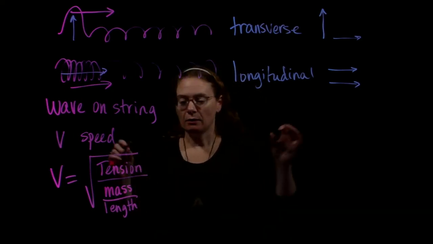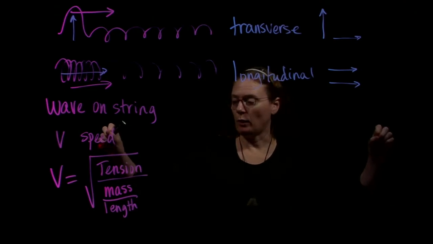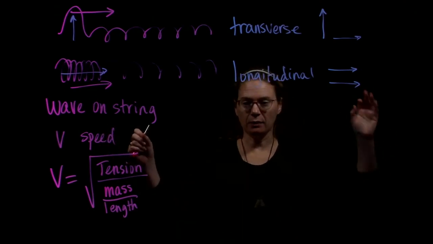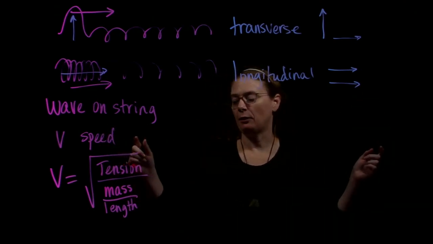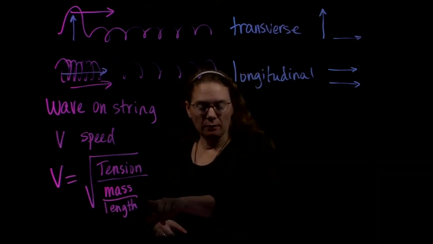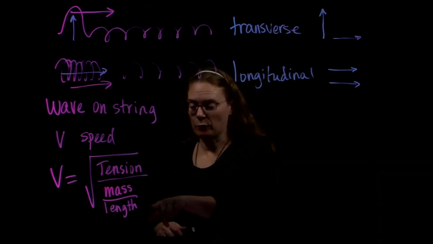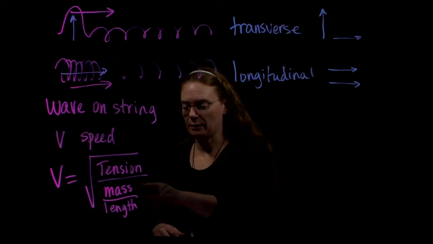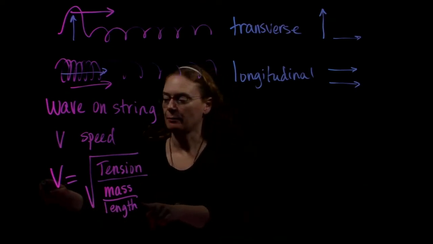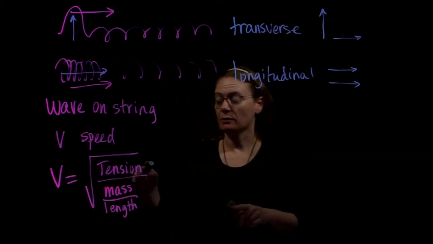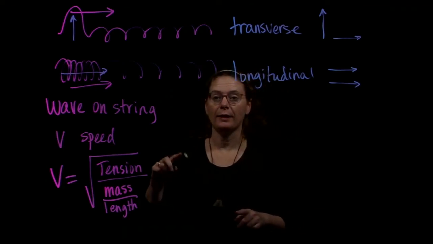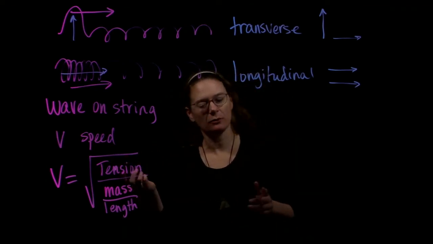So if we take a string and a wire, put them under the same tension, and then go flick, and watch the wave travel down, the one with the bigger mass per unit length, the metal wire, bigger mass per unit length, this is bigger, but it's in the bottom, that's going to make this slower. So things are going to go slower on the wire than in the cotton string, which is kind of interesting.